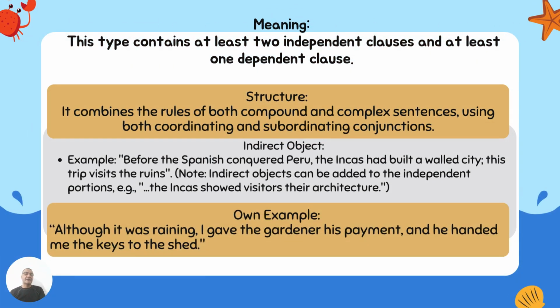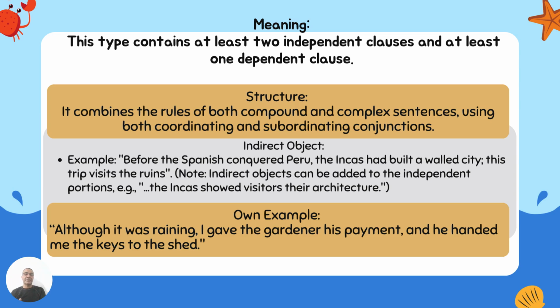What is the meaning? This type contains at least two independent clauses and at least one dependent clause. What is the structure? It combines the rules of both compound and complex sentences, using both coordinating and subordinating conjunctions. What is the indirect object?